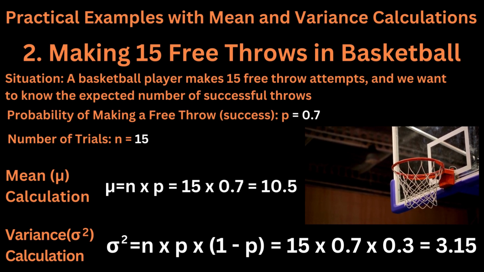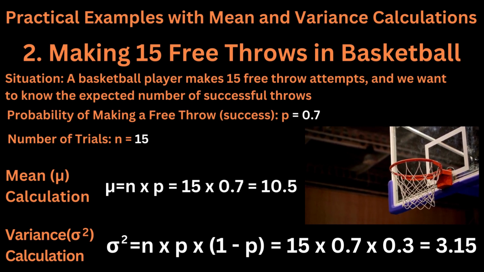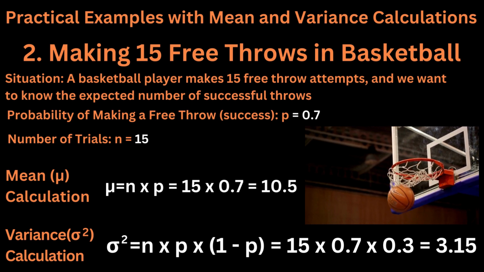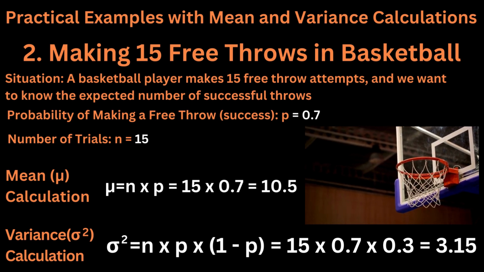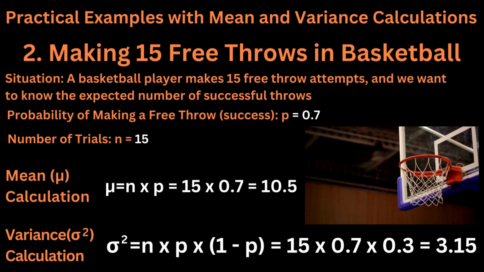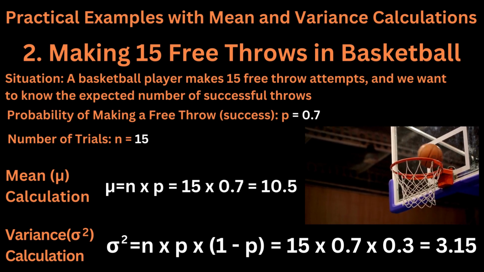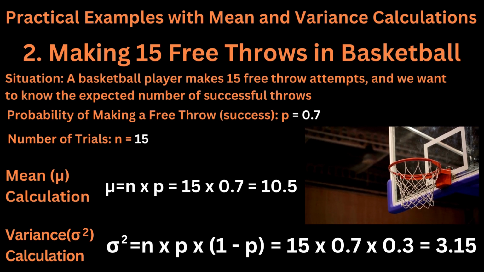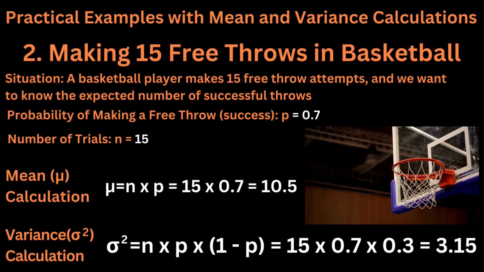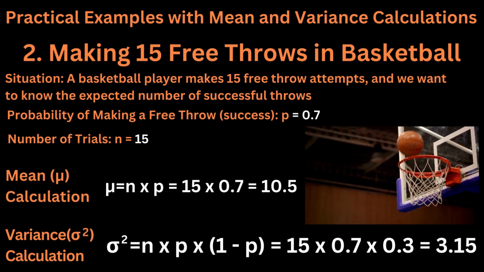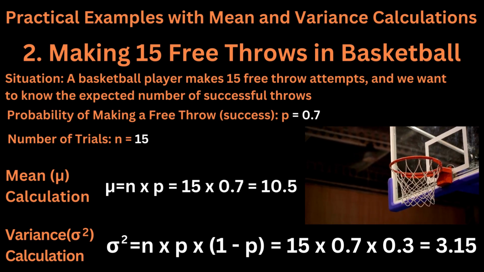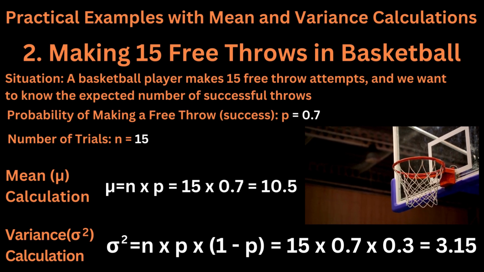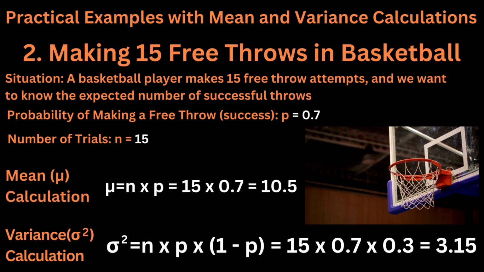Let's take a second example, making 15 free throws in basketball. The situation here is a basketball player makes 15 free throw attempts and we want to know the expected number of successful throws. The probability of making a free throw, a success, in a single throw is 0.7 and the number of attempts n is equal to 15. So the mean calculation is mu equal to n multiplied by p, equal to 15 multiplied by 0.7, equal to 10.5. The variance is n multiplied by p multiplied by 1 minus p. If we put all the values here, we get 15 into 0.7 into 0.3, which is 3.15.